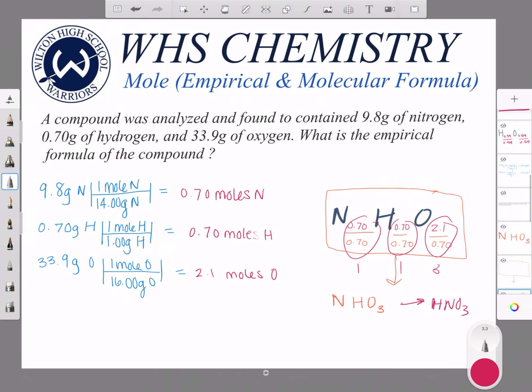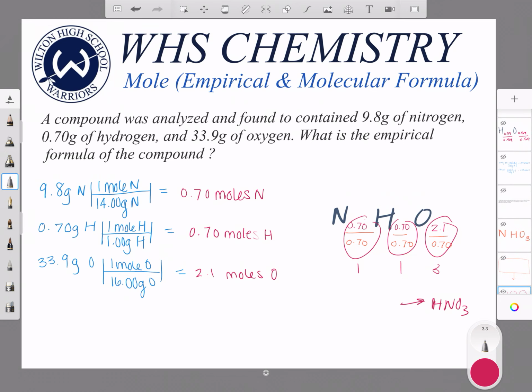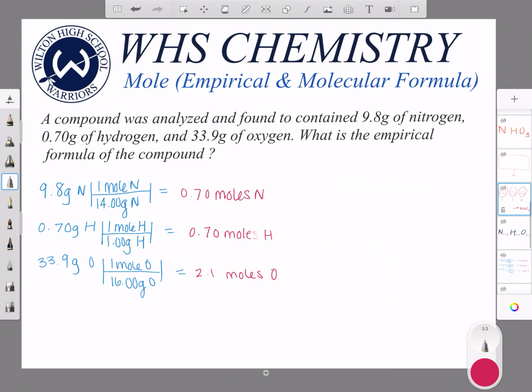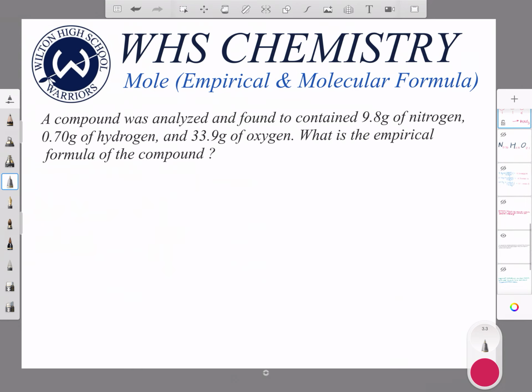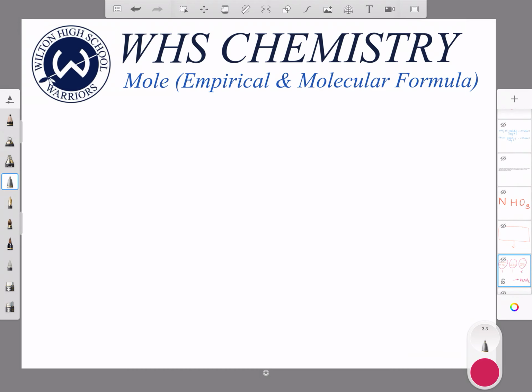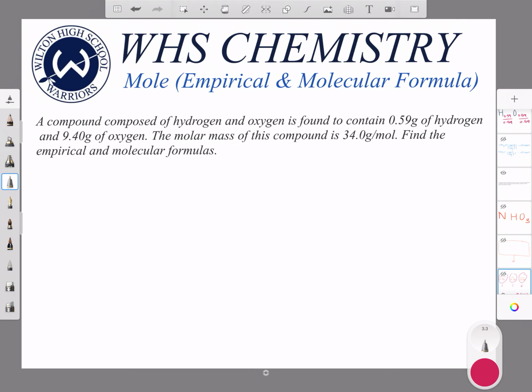So let's try another one. This one is asking us to find both the empirical and molecular formulas, so there's another step involved. We have a compound composed of hydrogen and oxygen, found to contain 0.9 grams of hydrogen and 0.4 grams of oxygen. And the molar mass of the compound is 34.0 grams per mole. Find the empirical and molecular formulas.